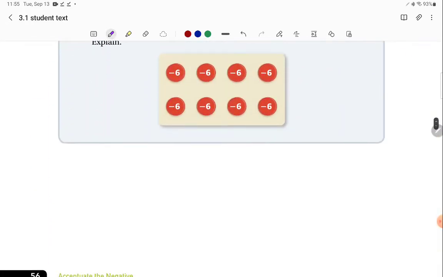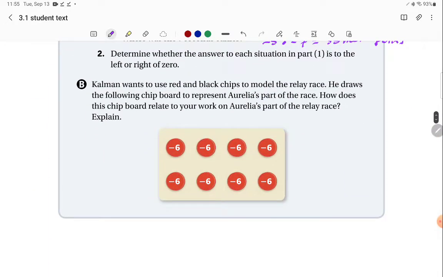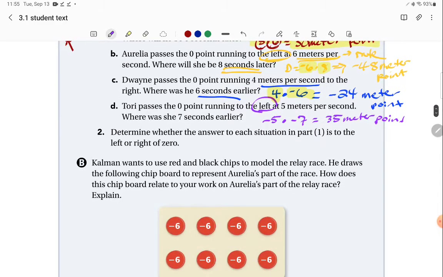And so taking that into consideration, if it's repeated addition, then why can't we tie this into what we already know about these chipboards? So let's look at part B. It says, Kalman wants to use red and black chips to model the relay race. He draws the following chipboard to represent Aurelia's. I am probably not doing that name any justice, but it's this one right there. He draws the chipboard for her race or his race. How does this chipboard relate to your work on Aurelia's part of the relay race?